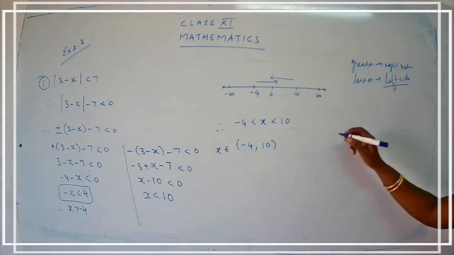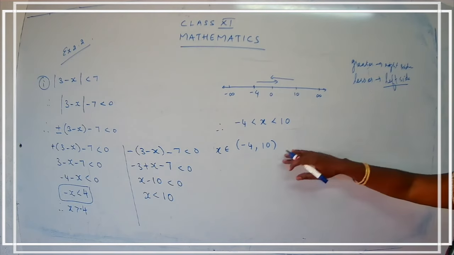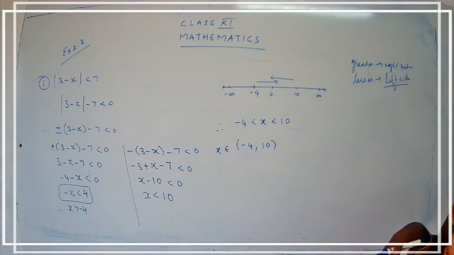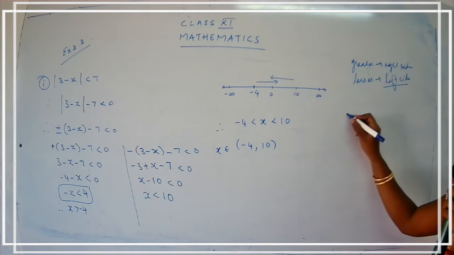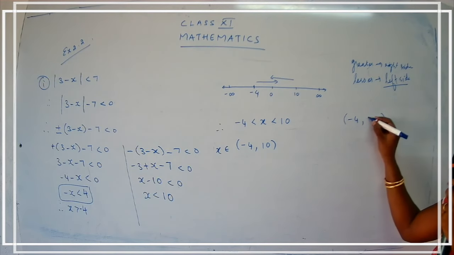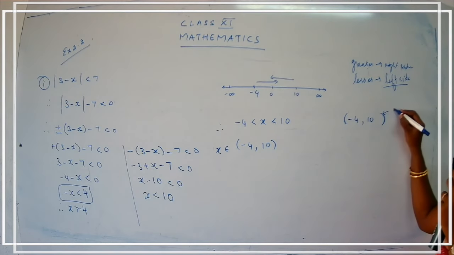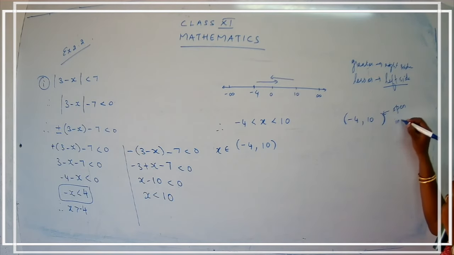listen to me carefully, because this is a very, very important concept that you have to remember, and this concept is being carried through your higher studies also. If you have a round bracket, I have minus 4, 10. Listen to me carefully. If you have a round bracket, we have to say that this is an open interval. Clear? We call this an open interval.